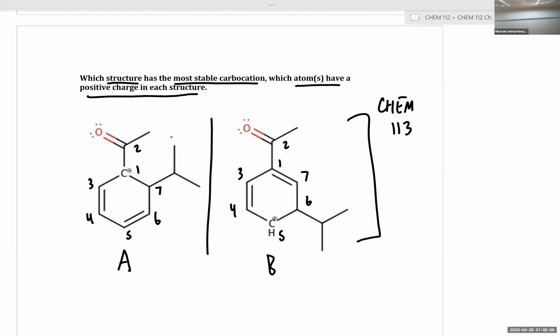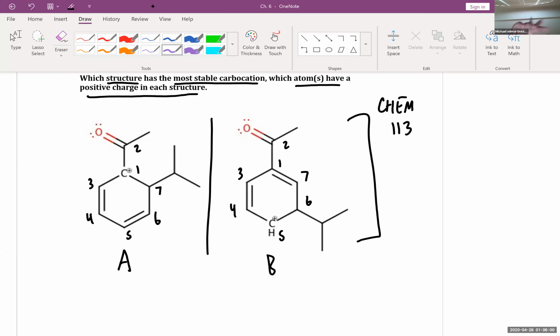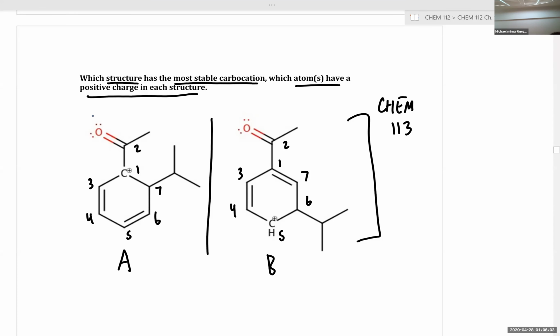Yep, I see a lot of people typing B, and that is exactly right. So if everyone notices, we have a ketone functionality. This ketone functionality is an electron withdrawing group, and we do not want to place our carbocation adjacent to this electron withdrawing group. So we've clearly established that B is more stable, because it places the carbocation as far away as possible, on atoms that are not adjacent to our electron withdrawing group.